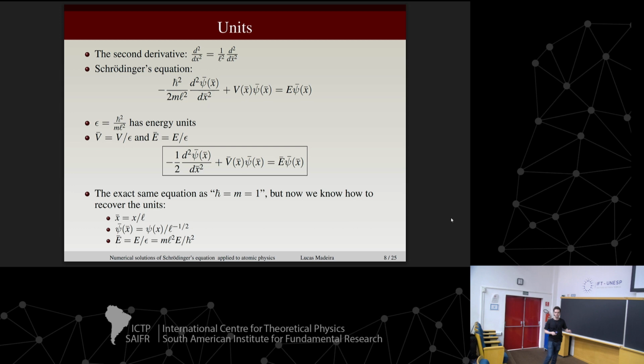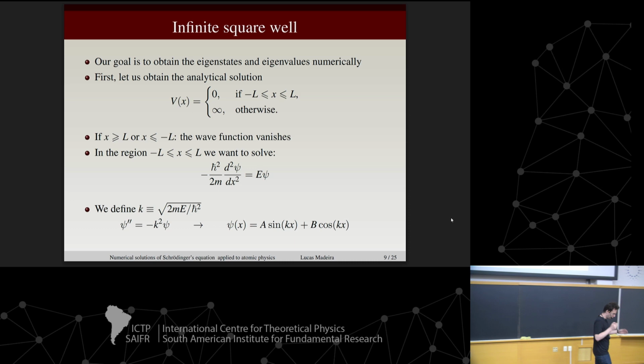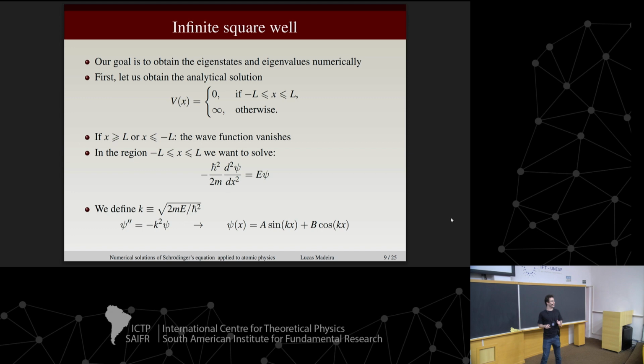All right, so we want to write the code to solve the infinite square well. I'm going to just do a brief recap on how to get the analytical solutions, okay? So the infinite square well, I think you are all familiar. I have an infinite potential outside of the well, and inside of the well, I have a zero potential. I'm going to write it as going from minus big L to big L, okay? So it has 2L length, okay?